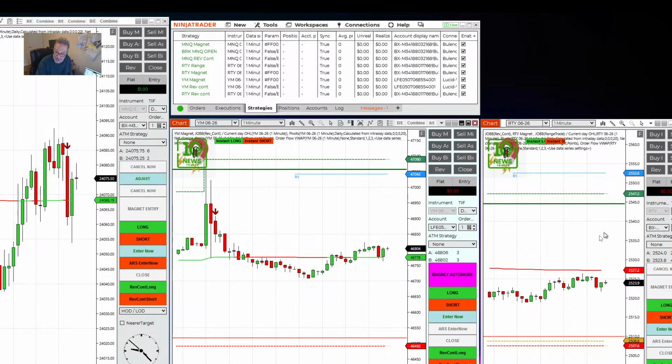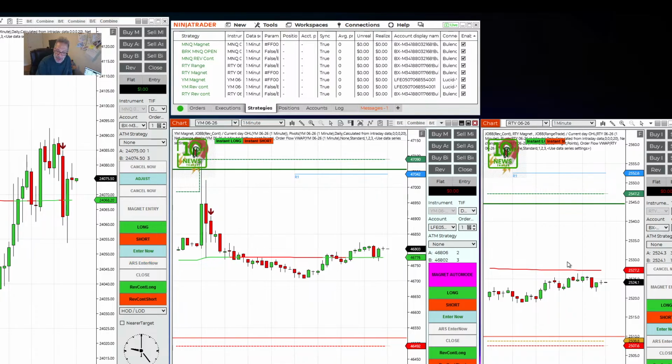RTY, we're trading the range. All right, I'm not putting the magnet on automatic. I'm just watching magnets on RTY. We haven't been trading magnets on RTY because the range has been working very nicely. And then on our MNQ, we have a breakout. We have a reverse continue setup. And we're watching magnet signals for after the open. Okay.